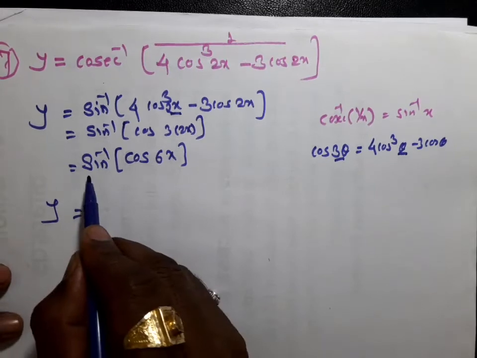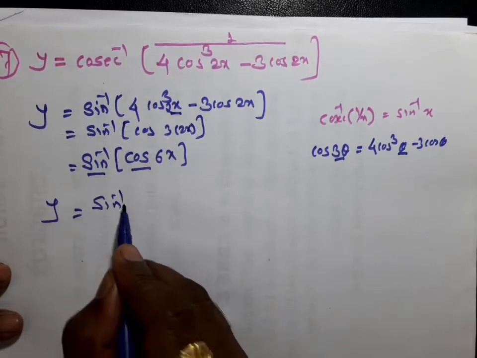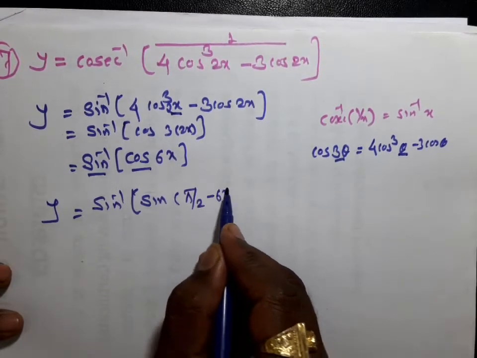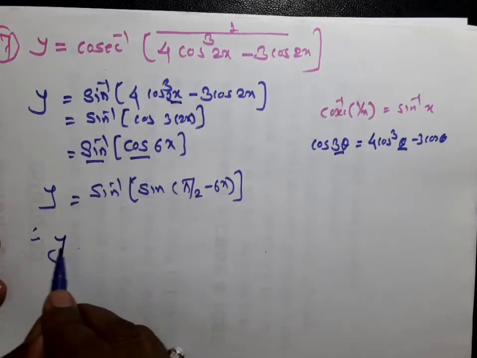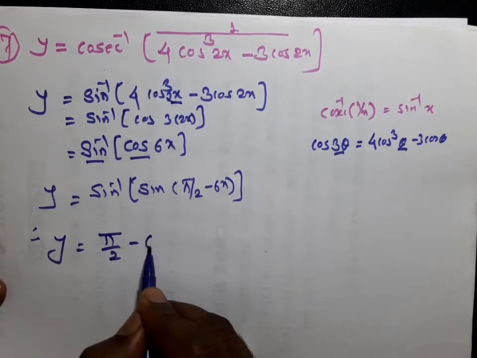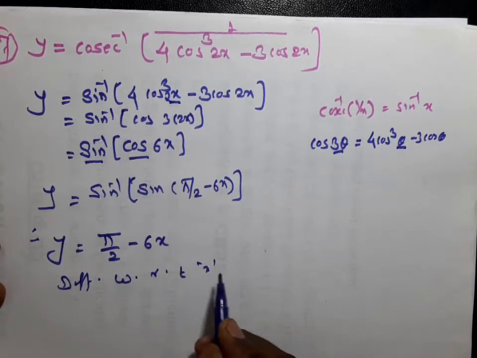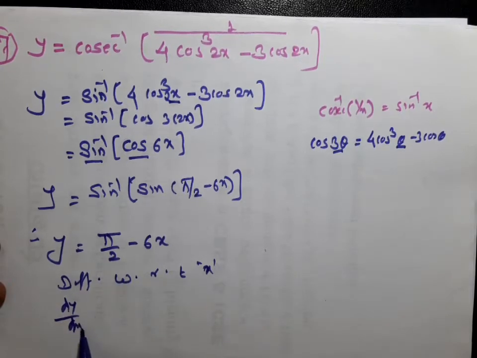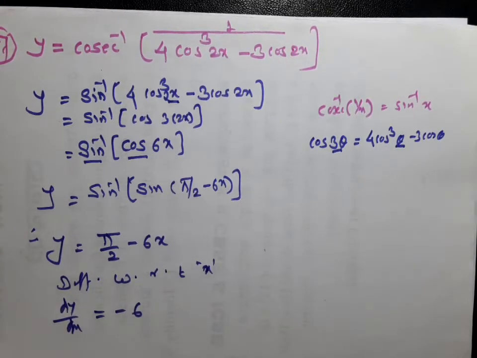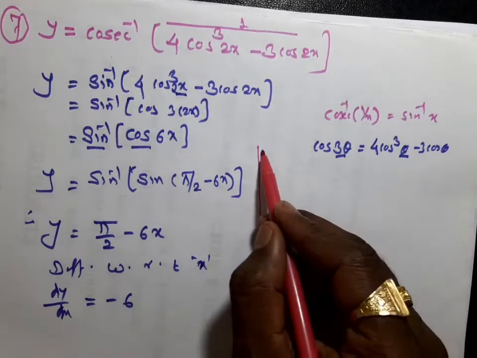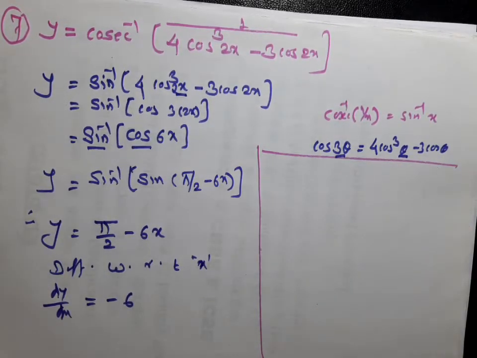But again, just like the previous example, here is a sign, there must be the sign that can be written in terms of sin, that is sin of pi by 2 minus 6x. And therefore, y is equal to pi by 2 minus 6x. And hence, after differentiation with respect to x, we get dy by dx is simply minus 6. So formulas are very necessary. If you remember the formulae, then it will be simple. Otherwise, derivative will create the problem to you.